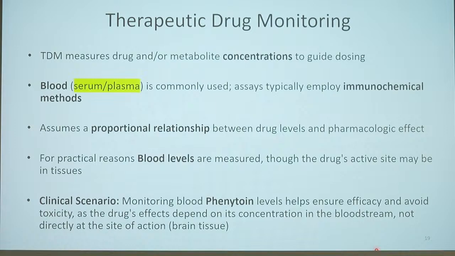So for TDM drugs, the specimen of choice is serum or plasma. We're going to talk about why in a couple of slides. And so when we measure the blood concentration of a drug, regardless of where the drug acts, if it's tissue specific, we're measuring the concentration in the blood. That becomes a surrogate marker. And so based on that concentration, we know if the drug is within that sweet spot, so to speak.